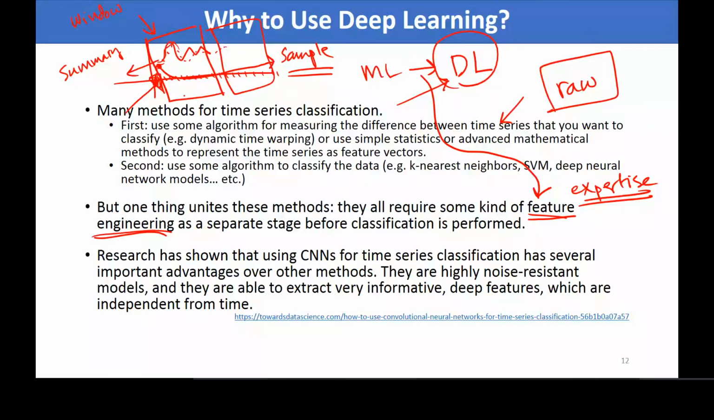So if we build on the success of deep learning on computer vision and NLP, and we try to do the same for time series, and people did that already, then you can use deep learning for time series classification.